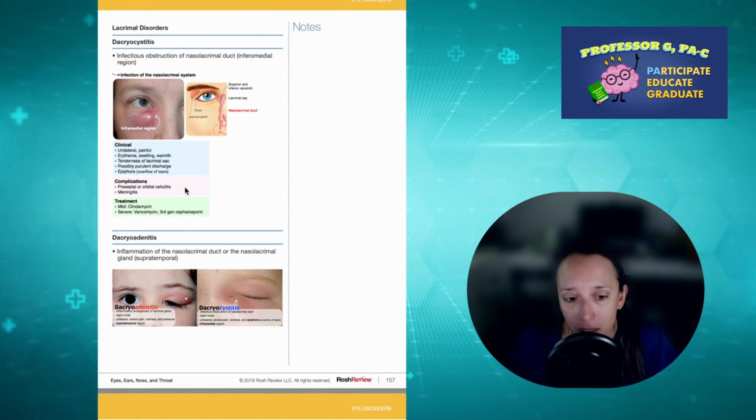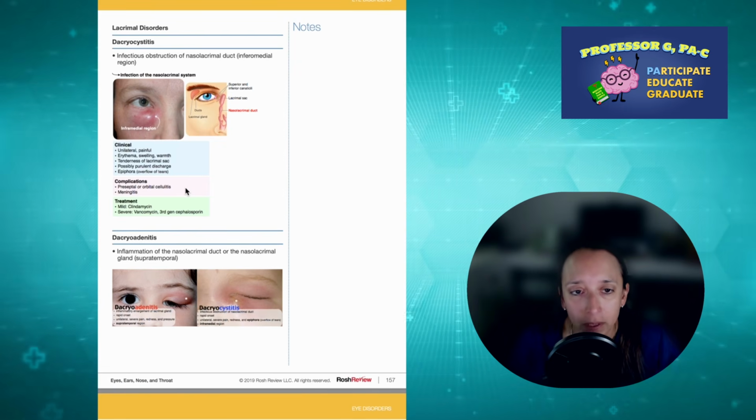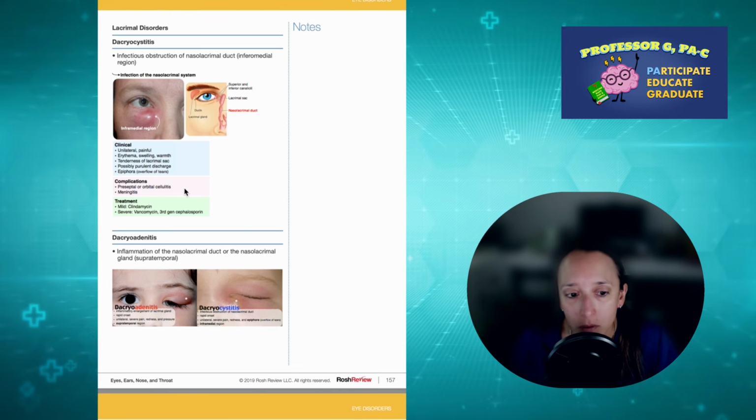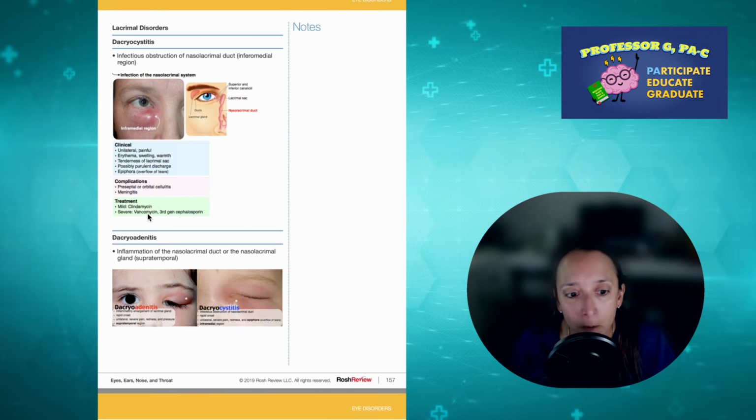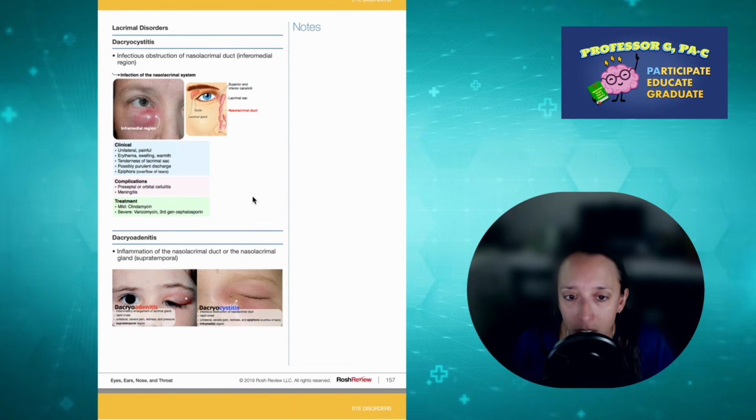And then treatment, we treat with flora that treats kind of staph and strep, including clindamycin, or if it's severe, we can do a vancomycin or a third generation cephalosporin.